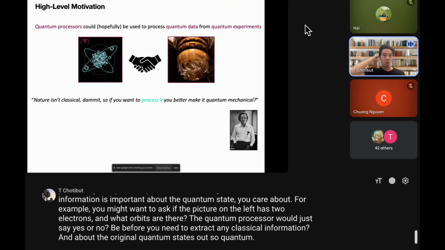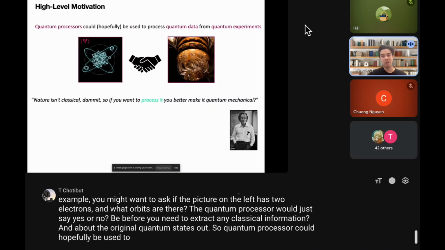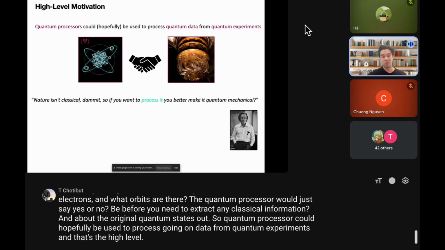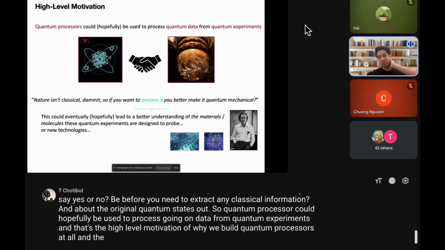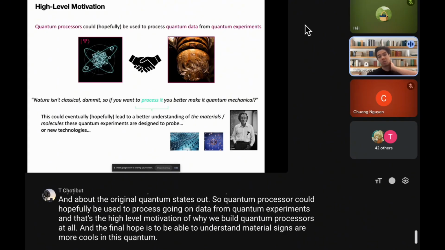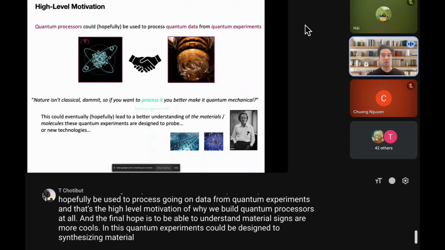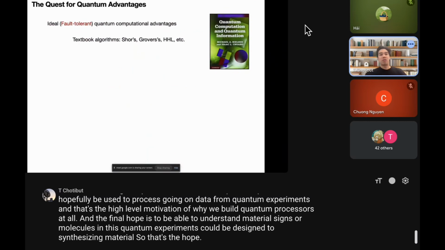So a quantum processor could hopefully be used to process quantum data from quantum experiments, and that's the high-level motivation of why we build quantum processors at all. And the final hope is to be able to understand the material science of molecules in these quantum experiments, which could be designed to synthesize new materials. So that's the hope.